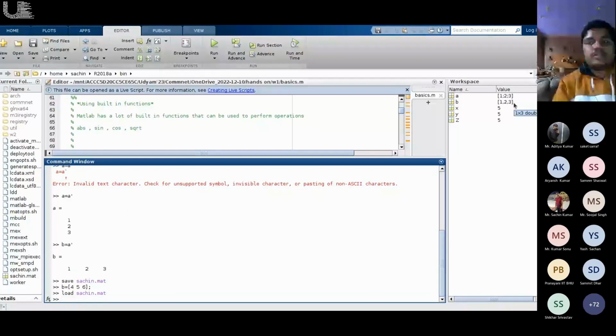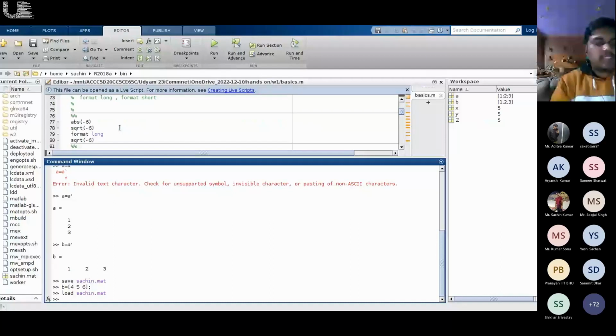ये क्यों हुआ? क्योंकि हम लोगों ने जो values are storing in the sachin.mat and when we load that MATLAB file, it will again show the values which were stored previously. Okay, anyone, any problem here? किसी को प्रॉब्लम है तो बोल दो. Okay, I will continue.